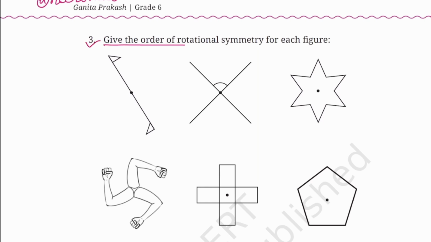3. Give the order of rotational symmetry for each figure. For this one, 180 degree and 360 degree. For this one, 90 degree, 180 degree, 270 degree and 360 degree.